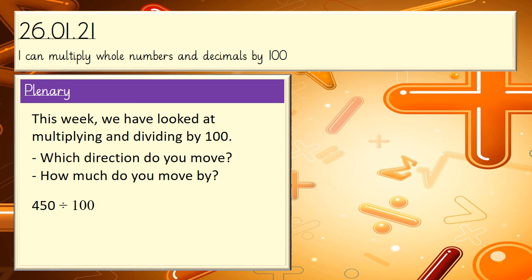So, pause the video here and solve this question. 450 divided by 100, and then after that, solve 45 multiplied by 100. Pause the video here whilst you solve these. So 450 divided by 100 would equal 4.5, whereas 45 multiplied by 100 would equal 4,500.